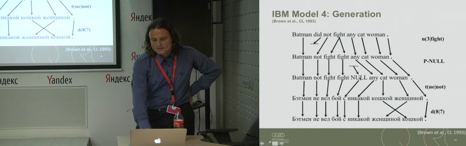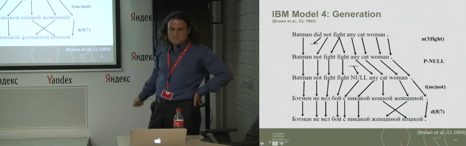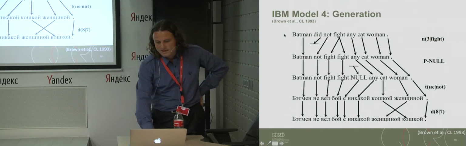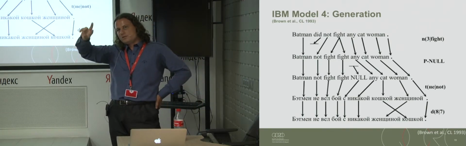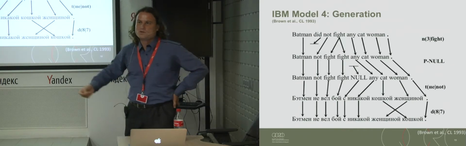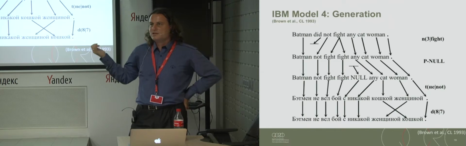On the next step, there are words that you cannot explain with English that are just Russian specific, that are inserted there. There's some probability for this, because this word comes out of nowhere. On the next step, you translate every word for word. And finally, in the final step, you rearrange so that you come up with "Batman вел бой с никакой женщиной кошкой." All these operations, if you have word alignment, something that tells you those are the English words, those are the Russian words, and you have a direct correspondence for each word, you can automatically learn those probabilities. The problem is that you don't have them. So what you do is expectation maximization, and you try to guess this from the training data.